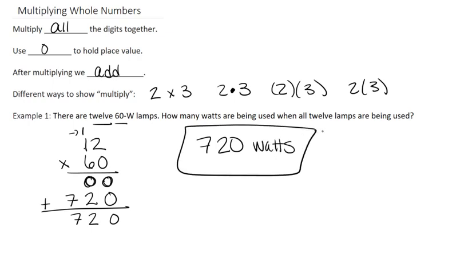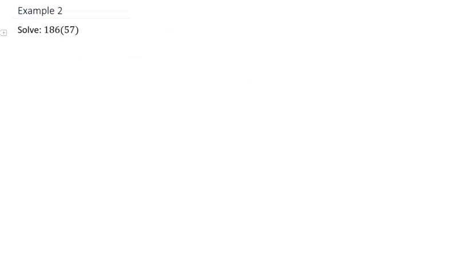Now let's look at another example. Example 2. Solve for the following. So we have 186 times 57. So we line it up like this. Notice that we line up our place values of our ones, our tens, and then our 100. And then we begin multiplying, and we start with the bottom number, and we multiply each digit on the top.